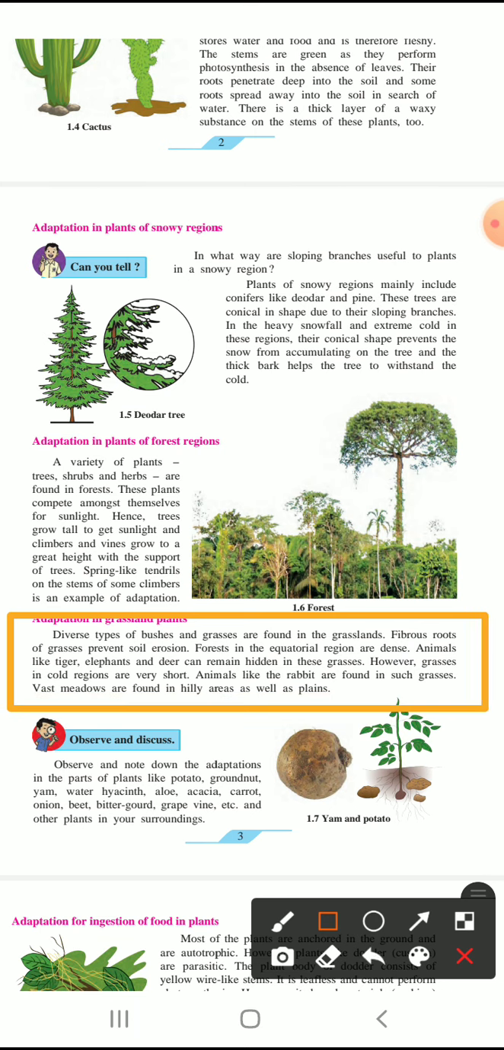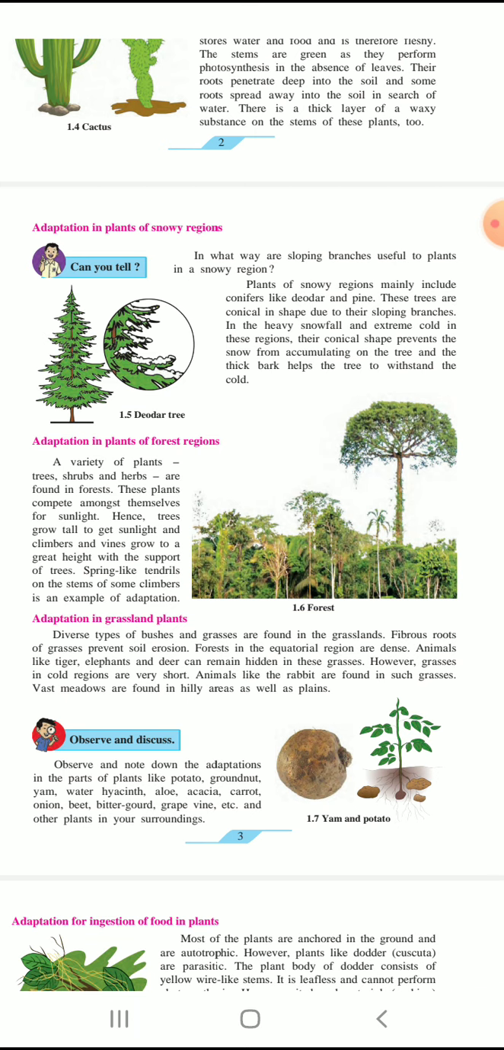Diverse types of bushes and grasses are found in the grasslands. Fibrous roots of grass prevent soil erosion. Grasses in the equatorial region are dense. Animals like tigers, elephants, and deer can remain hidden in these grasses. However, grasses in cold regions are very short. Animals like the rabbit are found in such grasses. Vast meadows are found in hilly areas as well as plains. Observe and discuss.